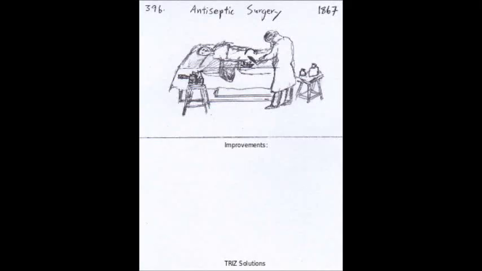Antiseptic surgery is a medical practice that involves the use of antiseptic agents to reduce or eliminate harmful microorganisms that may cause infections during and after surgical procedures. This practice was first introduced by the British surgeon Joseph Lister in the 1860s and was a significant breakthrough in the field of medicine, as it greatly reduced the number of deaths and infections resulting from surgery.